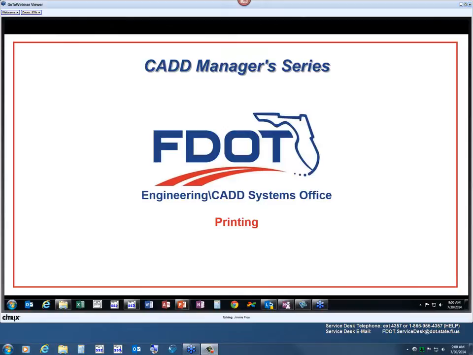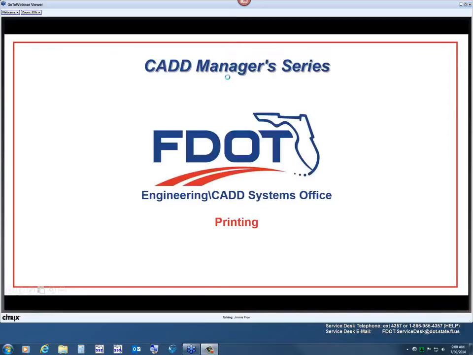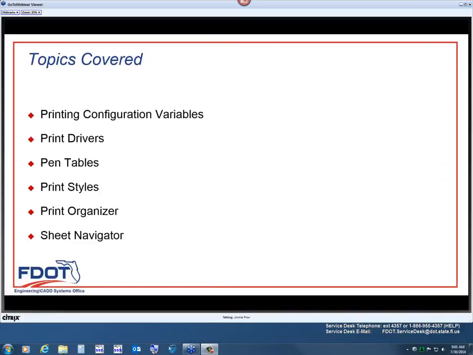Good morning, everyone. This is Jimmie Prow in the CAD office. This morning we'll be finishing up our CAD Manager series. We'll be discussing printing. And for today we'll talk not so much about how to print, but how to configure the printing. So we'll look at the printing configuration variables. We'll talk a little bit about print drivers, pin tables, print styles. We'll look at print organizer a little bit, and mainly how it relates to Sheet Navigator and how you can configure some stuff in there as well. So let's just go ahead and get started.